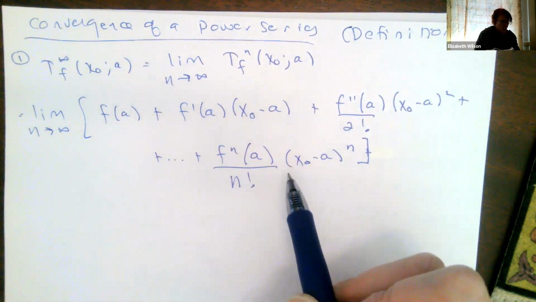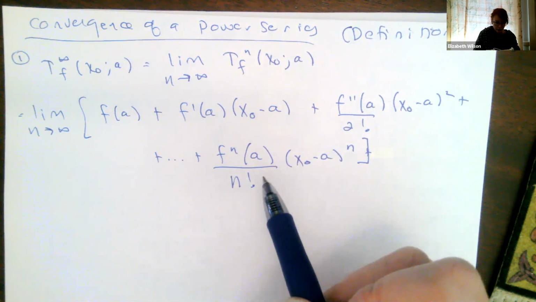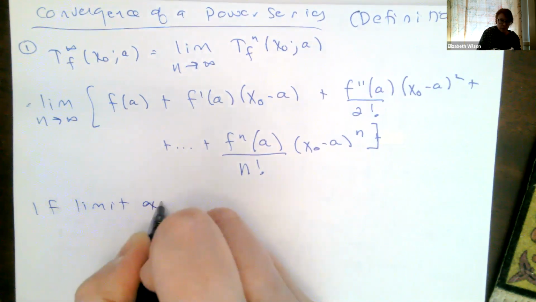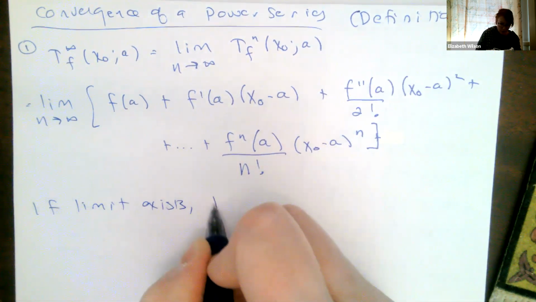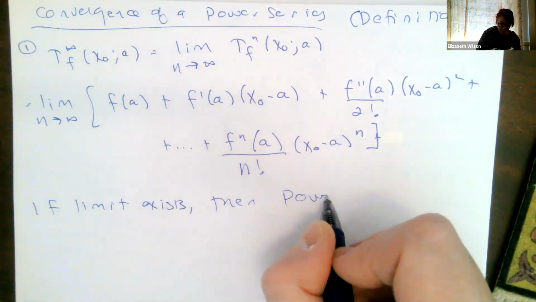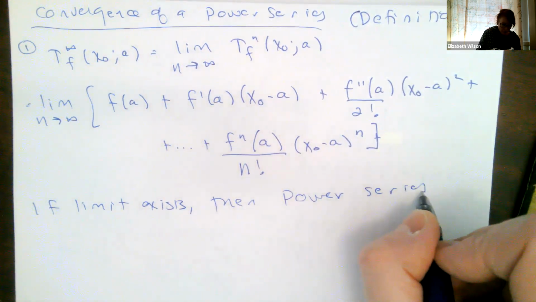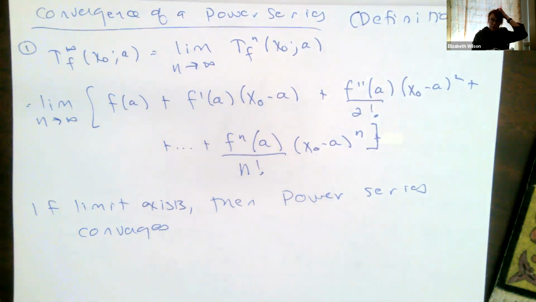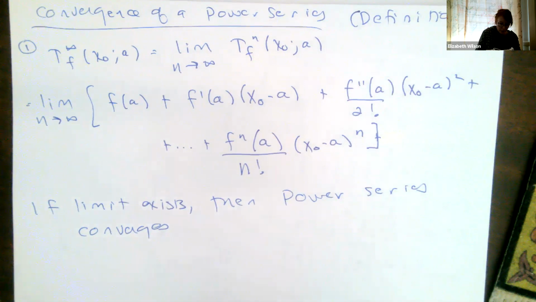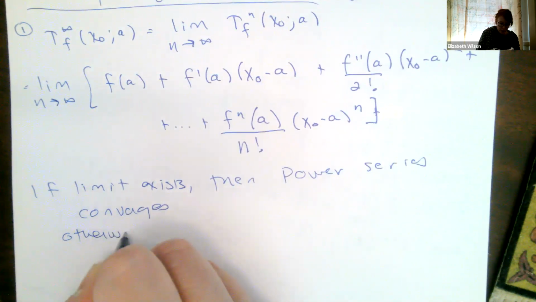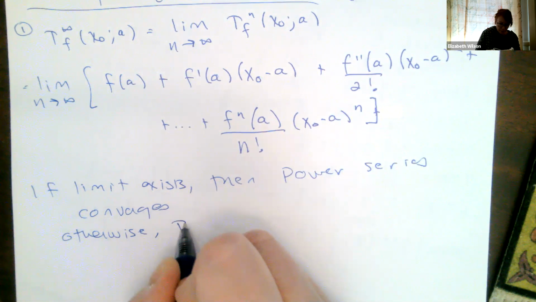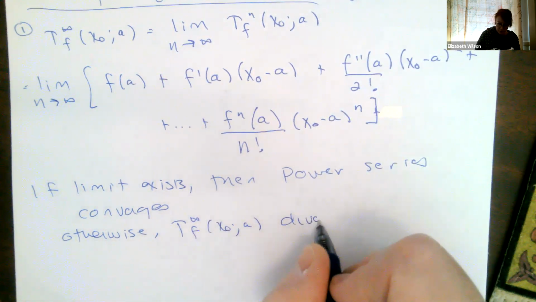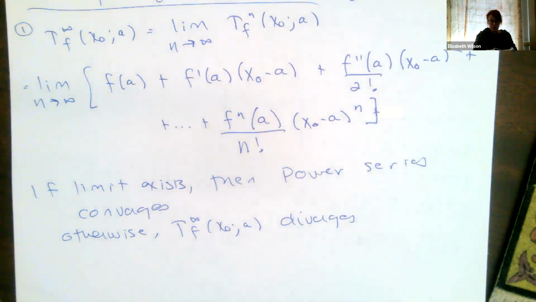Let's talk about what that means with our limit. If the limit exists, then the power series converges, and we're going to talk about what it converges to. Otherwise, if our limit doesn't exist, this diverges. It doesn't converge to a particular function.